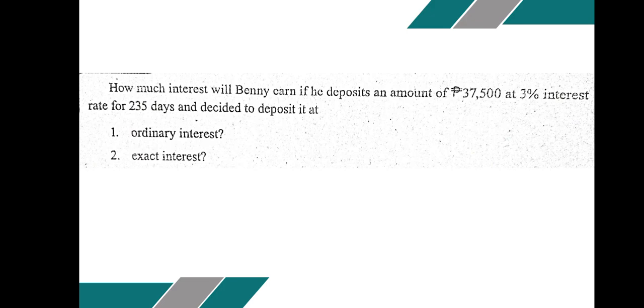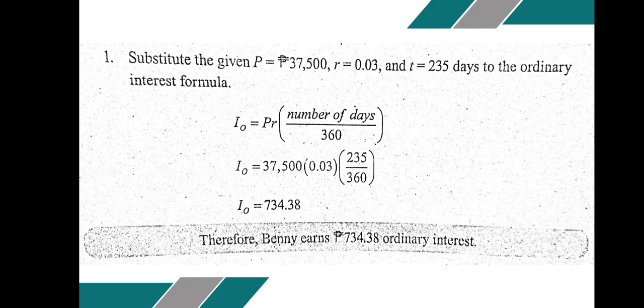How much interest will Benny earn if he deposits an amount of 37,500 at 3% interest rate for 235 days and decided to deposit it at 1) ordinary interest and 2) exact interest? So, magkano daw yung makuha na interest, no, ni Benny kapag mag-deposit siya ng 37,500 na meron 3% na interest for 235 days gamit ang ordinary or exact. So, let's solve for the ordinary interest.